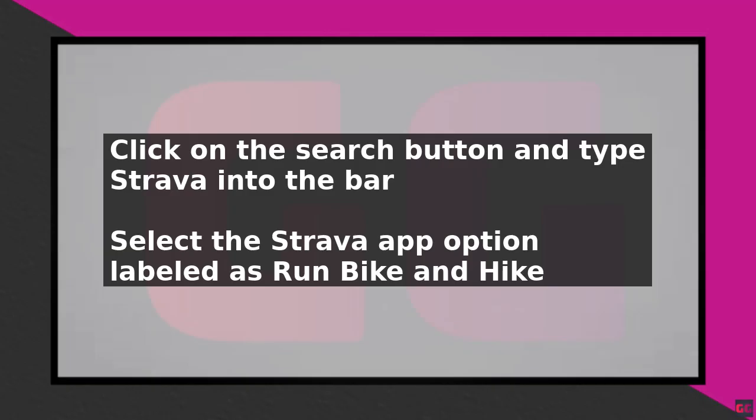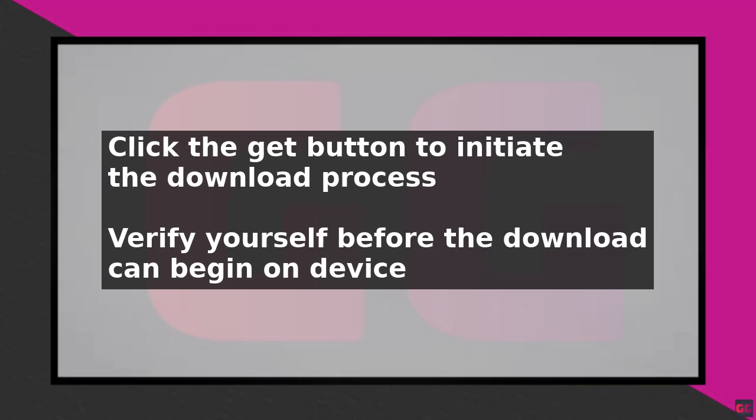The first option should be the Strava app, labeled as Strava, Run, Bike, and Hike. Select this option, and you'll see a button that says Get. Click on this to initiate the download process. You may be prompted to verify yourself before the download can begin.